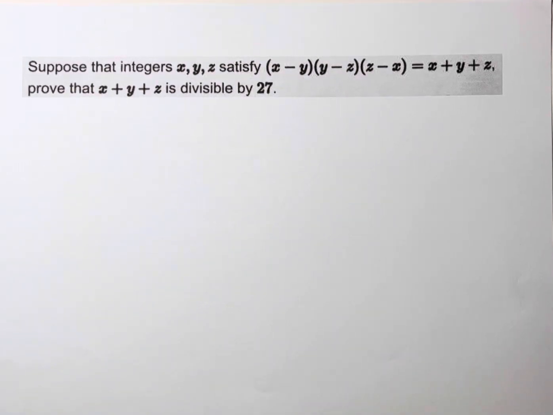In this video, I will be discussing a number theory problem. Suppose that integers x, y, z satisfy (x minus y)(y minus z)(z minus x) equal to x plus y plus z. Prove that x plus y plus z is divisible by 27.